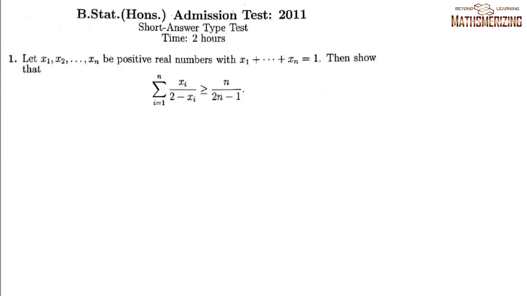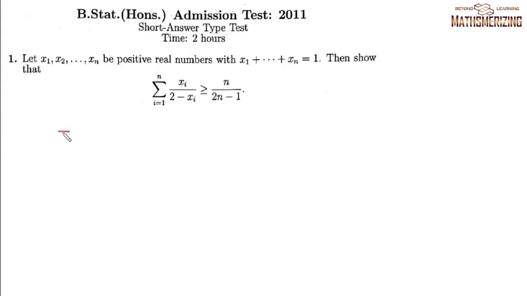Today we'll discuss ISI's BStat 2011 UGB paper, and the first question is: let x1, x2, up to xn be positive real numbers such that x1 plus x2 up to xn is equal to 1. Then we need to show that the summation, i varies from 1 to n, xi upon 2 minus xi, is greater than or equal to n upon 2n minus 1.